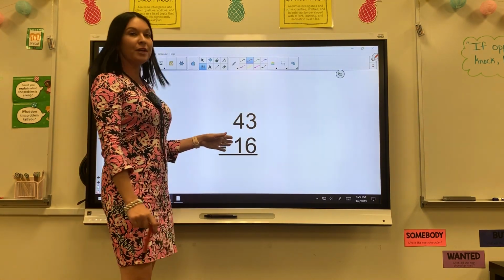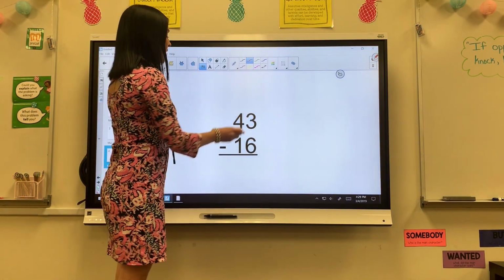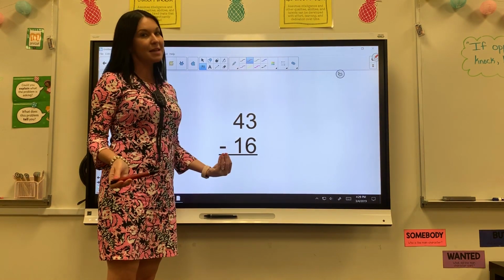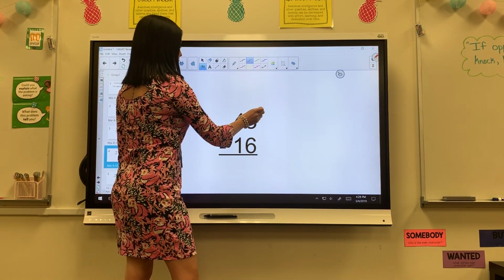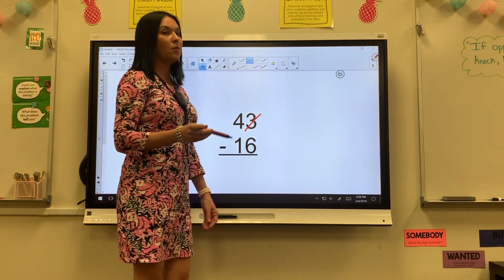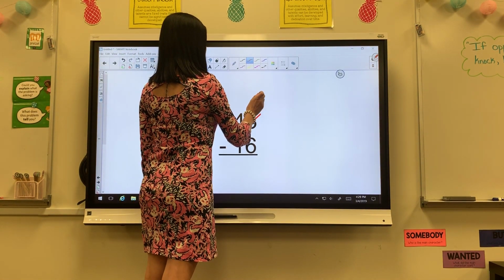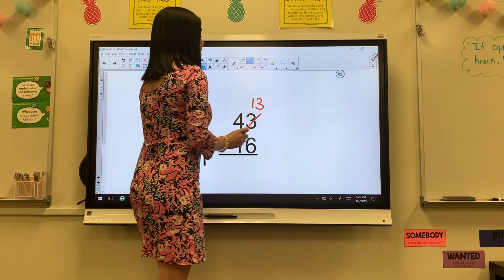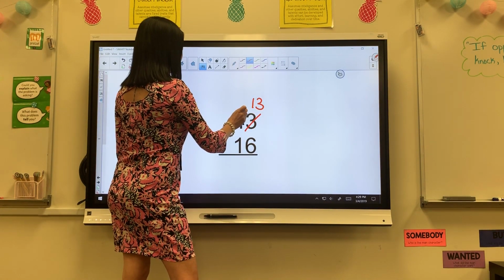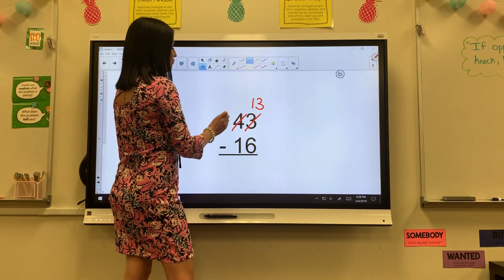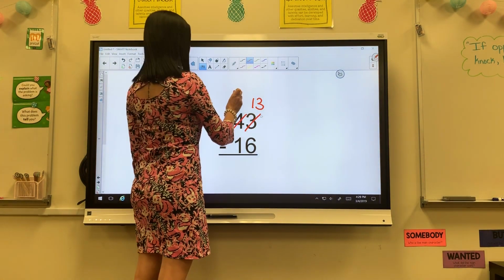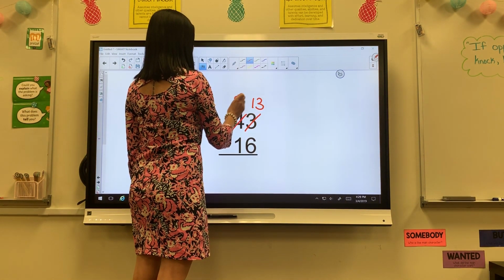Next, I have 43 minus 16. If I have 3, I cannot take 6 away. So I'm going to cross out my 3, and whatever number I have there, I'm going to add a 10 to it. So 10 plus 3 is 13. As soon as I do that, I want to come over here so I don't forget that 4 needs to go one smaller, so that 4 becomes a 3.